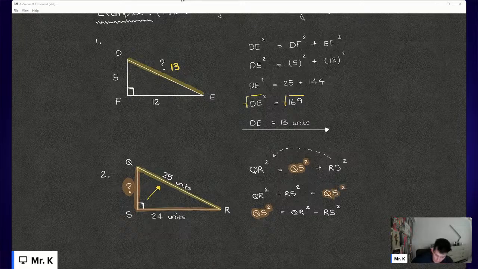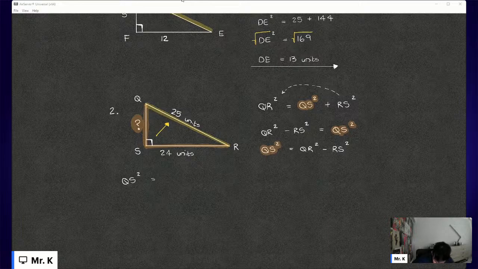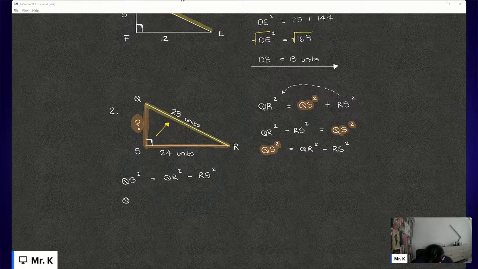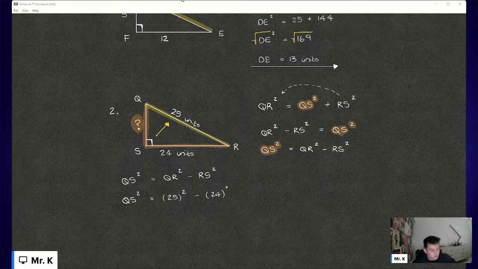So let's go ahead and apply it. We know that QS squared is equal to QR squared minus RS squared. So QS is the side that we are solving for, so we'll leave that as is. QR has a length of 25 units squared, and RS is 24 units squared. Do not forget the square symbol, please, guys.